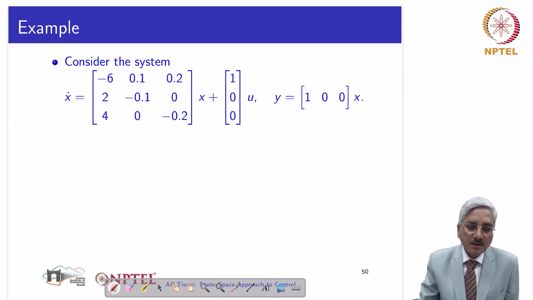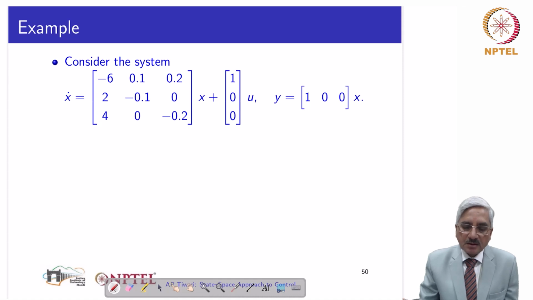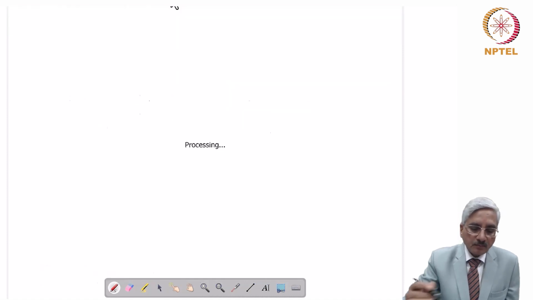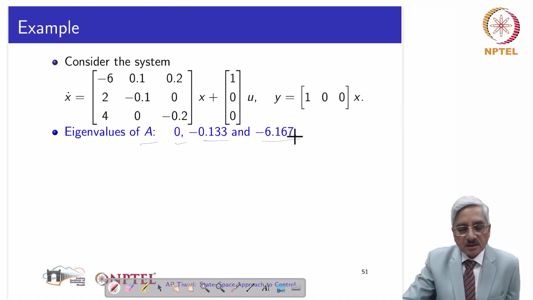This is a system for which we had considered the design of a reduced order observer. We take that system. Now this system, its eigenvalues are 0, minus 0.133 and minus 6.167. You can determine, see that you also get the same answer.